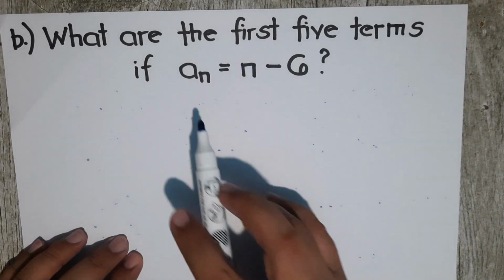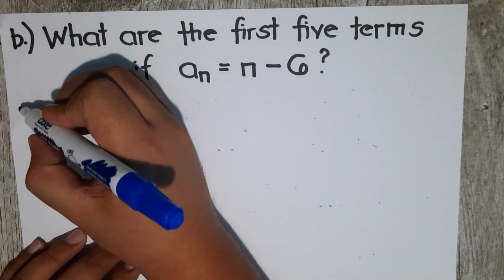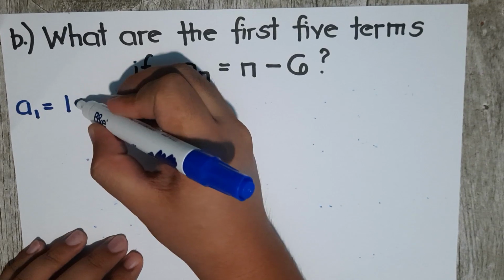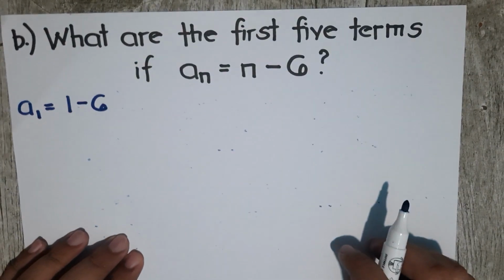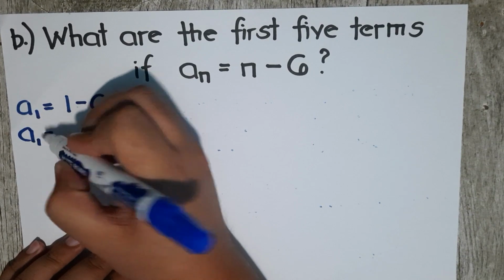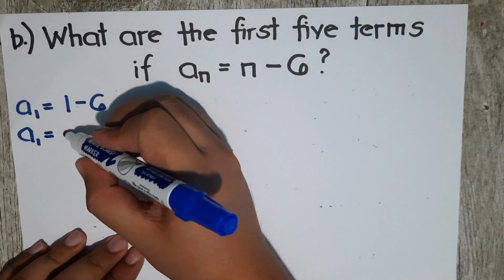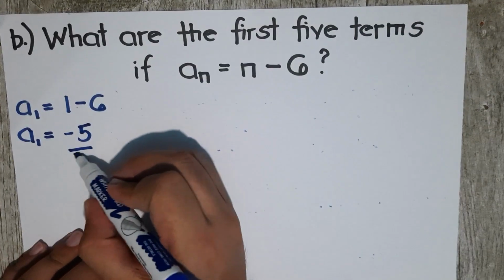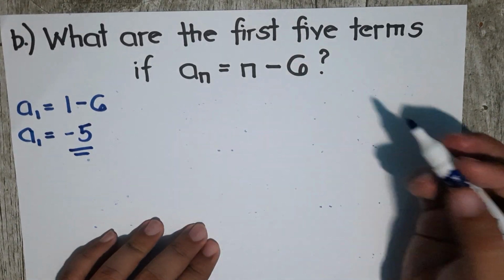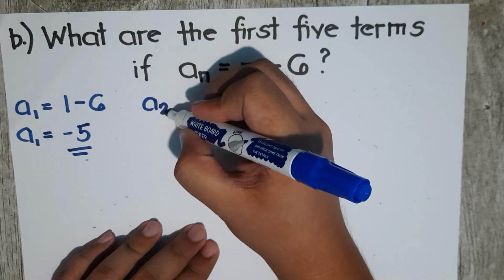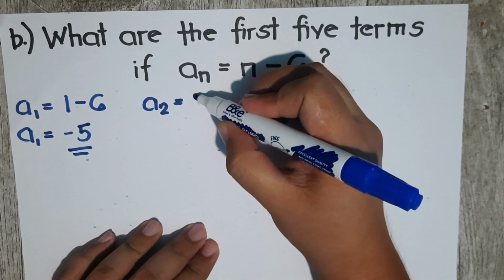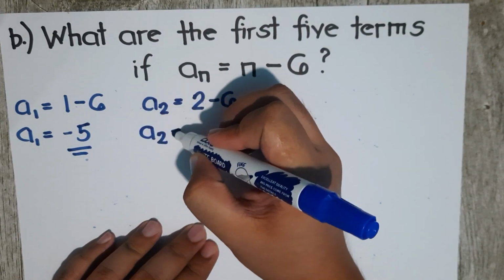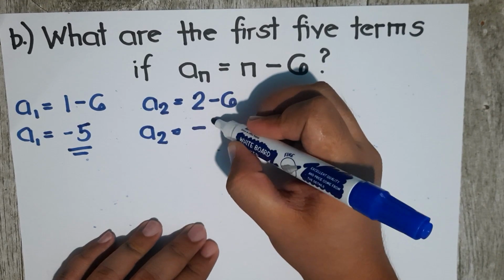Let's start with the first term. We'll replace n with 1. A sub 1 is equal to 1 minus 6. A sub 1 is equal to 1 minus 6 is equal to negative 5. So our first term is negative 5. Second term, we'll replace n with 2. So a sub 2 is equal to 2 minus 6. So a sub 2 is equal to 2 minus 6 will give us negative 4.